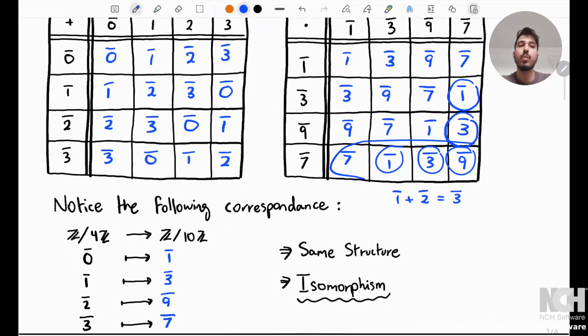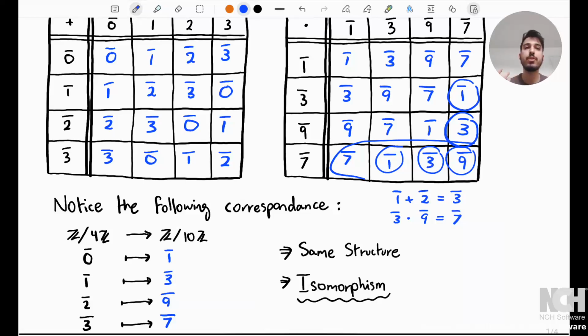Okay, let's replace 1, 2, and 3 by the replacements that I've set there. So 1 is replaced by 3, 2 is replaced by 9, and 3 is replaced by 7. And the plus is replaced by the multiplication. And in fact, the second equation is true, the same way the first equation is true. So that means that the elements interact with themselves the same way. So the same way that 1 plus 2 gives us 3, 3 and 9 gives us 7.